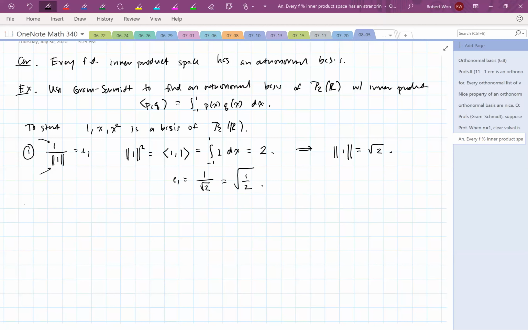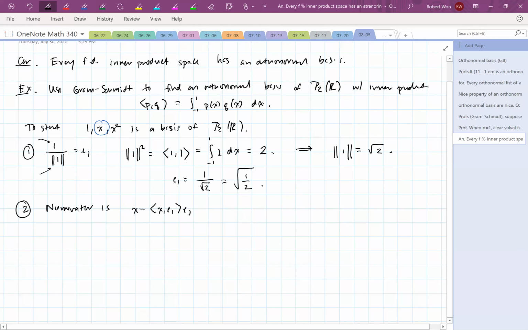Okay. Now the second step is you take the second vector and you subtract off the inner product of the second vector with e1 times e1. So that's the numerator, and only after that will we worry about dividing by the length. So the numerator is x minus <x, e1> e1. You always take the next vector in your list and you subtract off things that depend on all the previous e's.